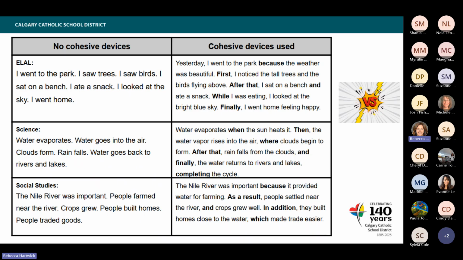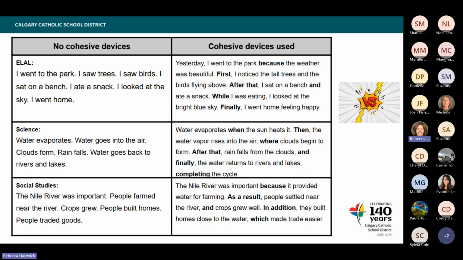So again, it's much easier to picture the water cycle when we use the cohesive devices because there's lots of words that describe what is happening there. Lastly, we'll look at a social studies example.